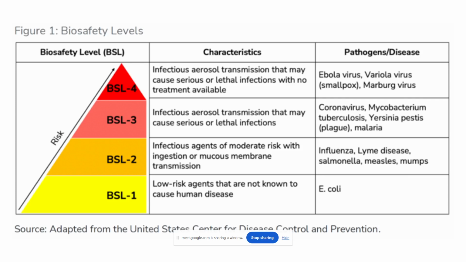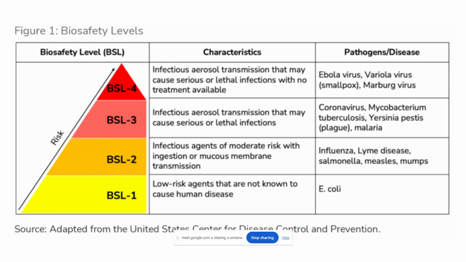When the risk is slightly increased, what do we handle in BSL-2? In the BSL-2 category, basically all the infectious agents of moderate risk. It's not high risk, but it's not low risk, so it's somewhere in between. These are infectious agents of moderate risk with ingestion or mucous membrane transmission. So it can cause infection either if it is ingested or if it is transferred through a mucous membrane.